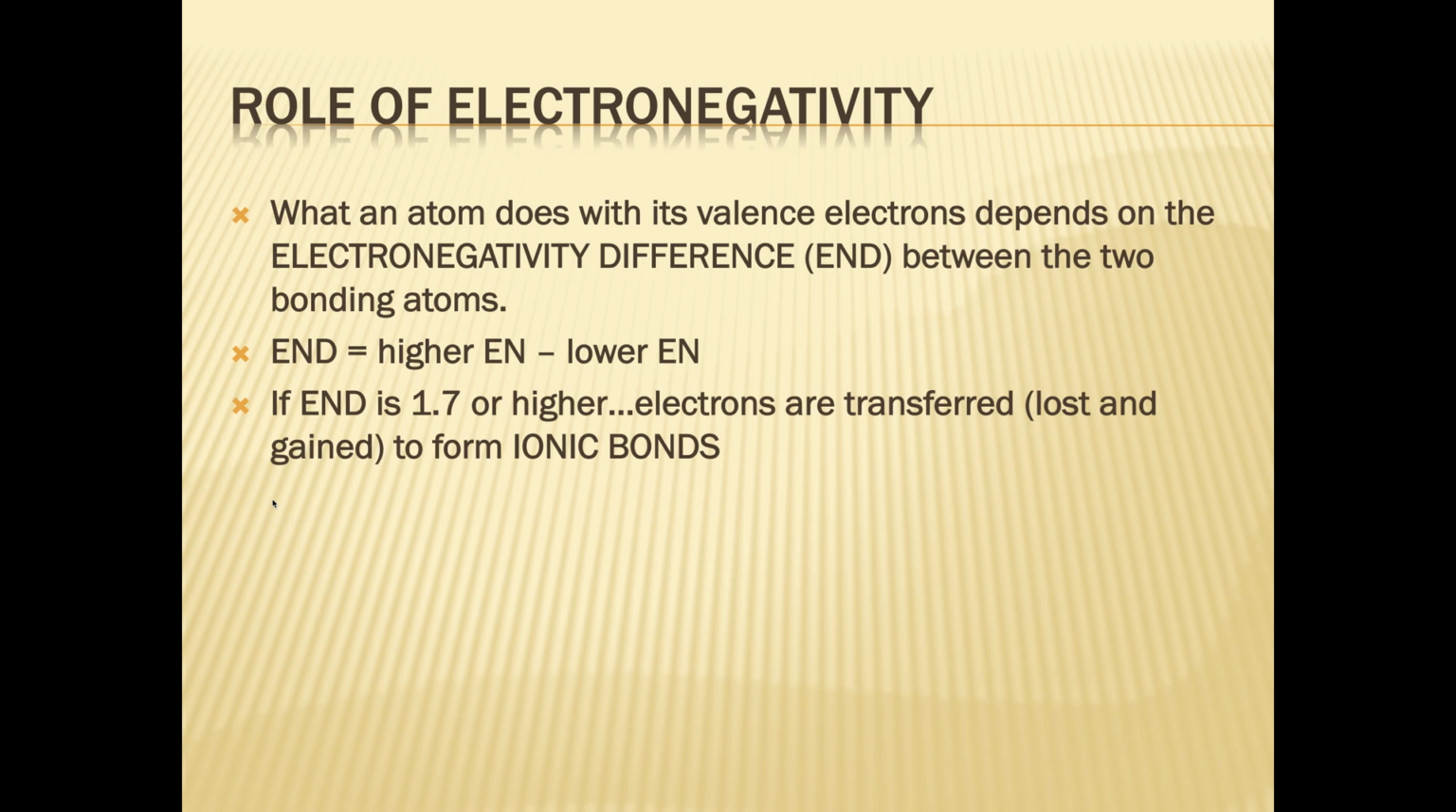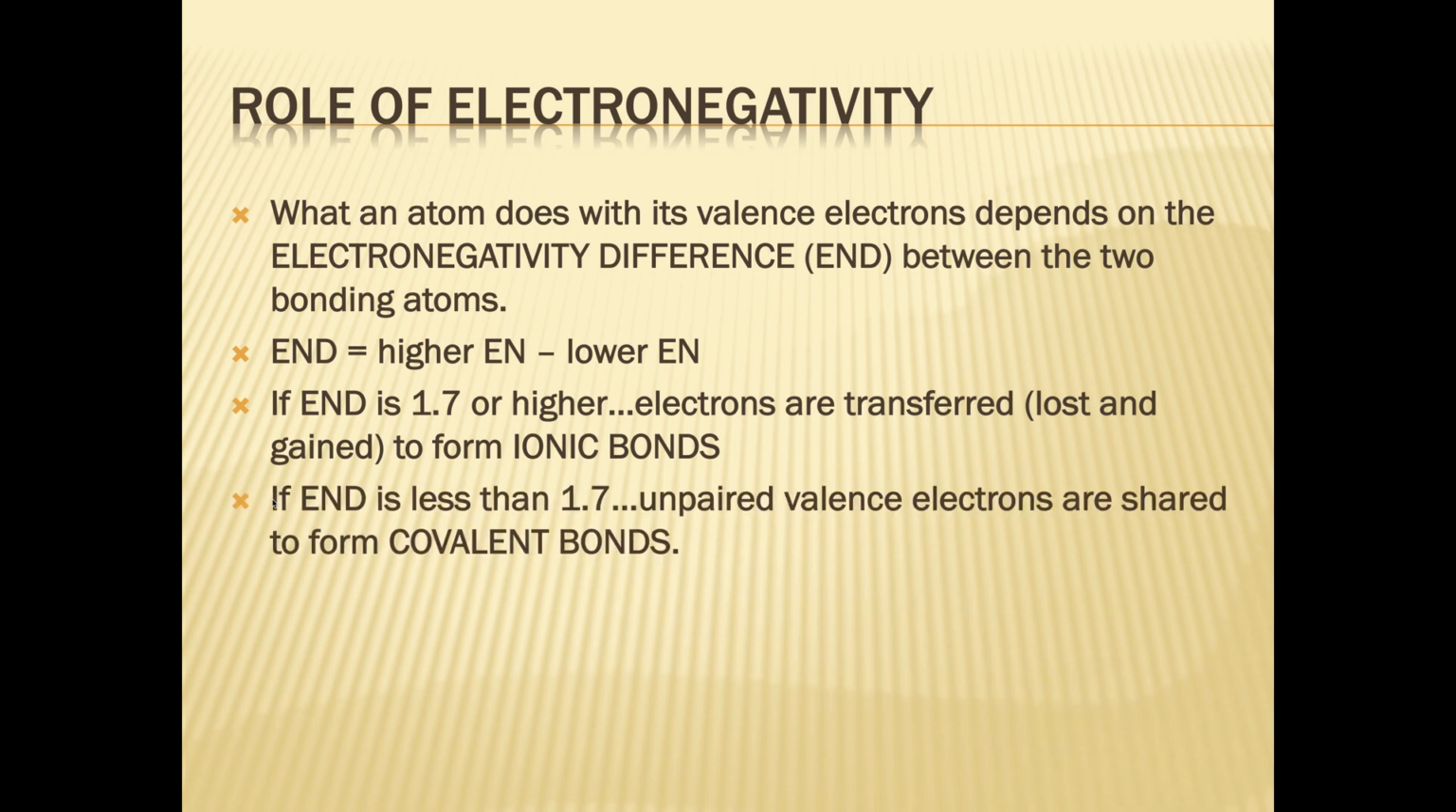If the difference is 1.7 or higher, that means that the pull on electrons is different enough that one atom is able to successfully remove electrons from the other. This will result in a transfer of electrons from the atom with lower electronegativity to the atom with higher electronegativity. If the electronegativity difference is less than 1.7, then the difference isn't strong enough to result in a transfer. So electrons will be shared to form covalent bonds.